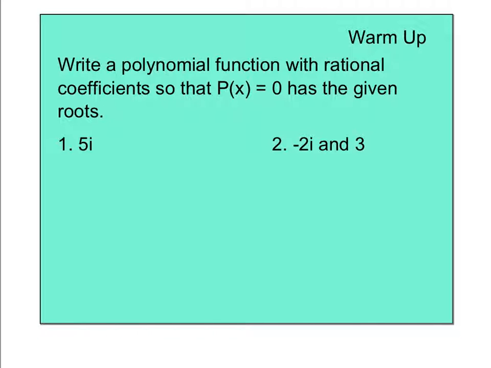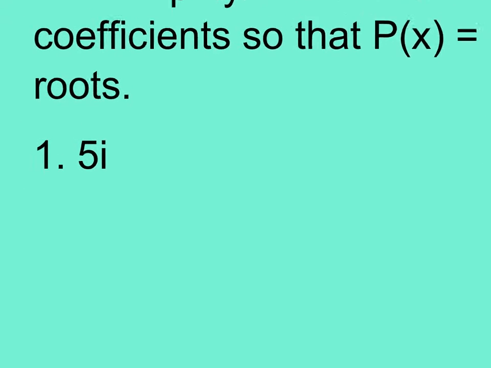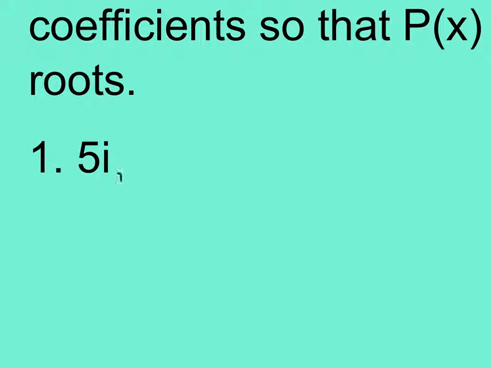So number one, when we're writing the polynomial function, the first thing is to figure out if there's any additional roots. Since this root has an i, that means there is. Since it's a 5i, that means we also have a negative 5i. So when I put these in parentheses, we have x minus 5i because it's always the opposite, and x plus 5i.